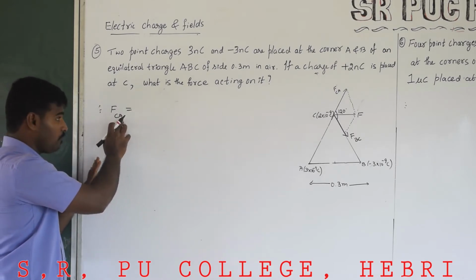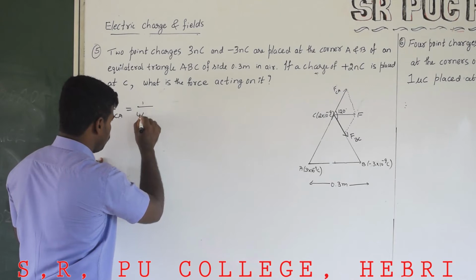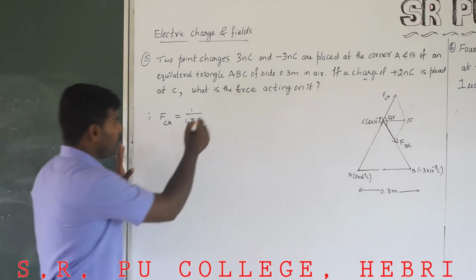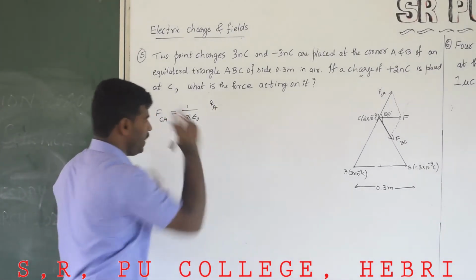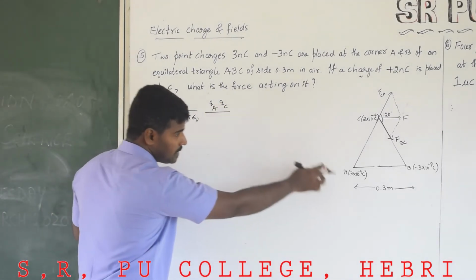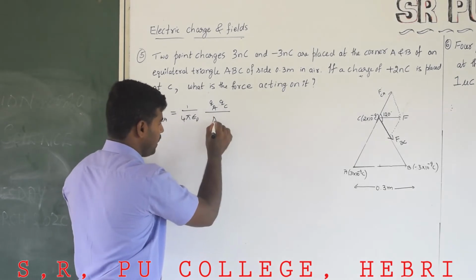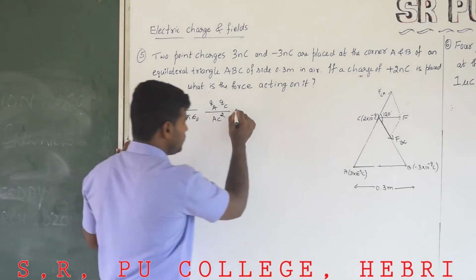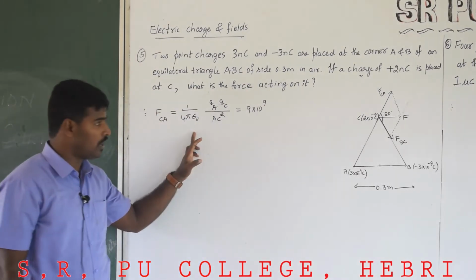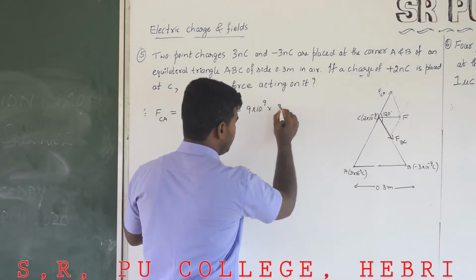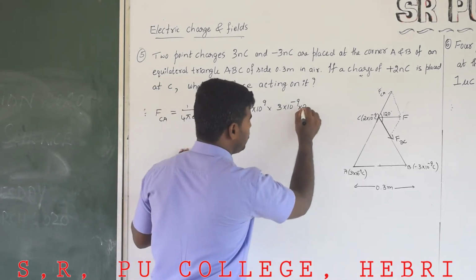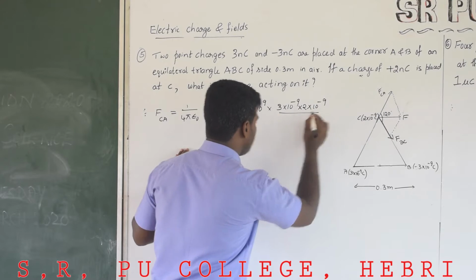There is a repulsive force that is expressed according to Coulomb's law. F is equal to 1 by 4 pi epsilon naught Q1 Q2 divided by r square. In the place of Q1 we write QA, in the place of Q2 we write QC, as well as the distance from the point C to A is expressed by AC square. That is nothing but 9 into 10 raised to the power 9, the value of 1 by 4 pi epsilon naught. The value of QA will be 3 into 10 raised to the power minus 9, into the value of QC, which will be 2 into 10 raised to the power minus 9, divided by CA.